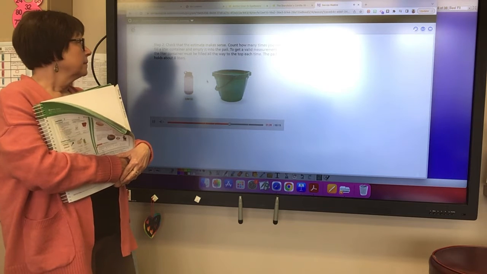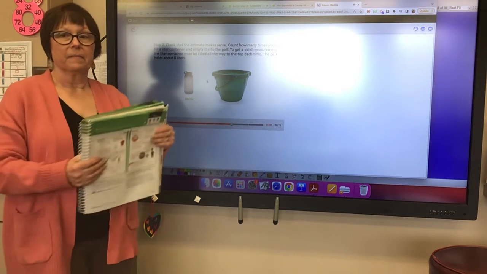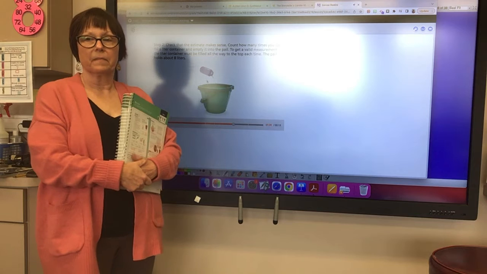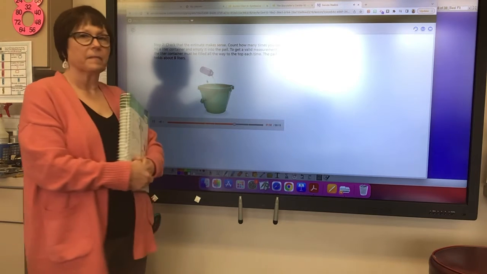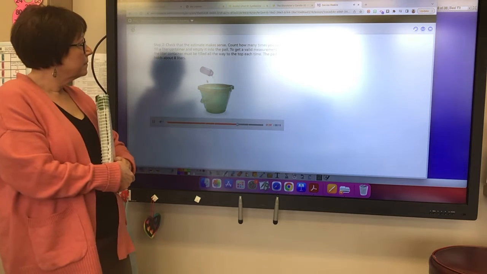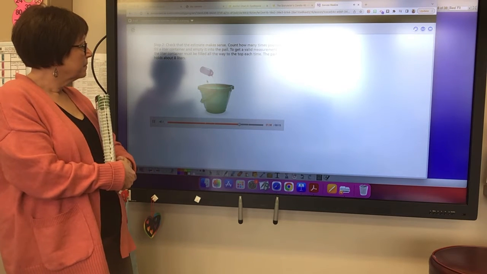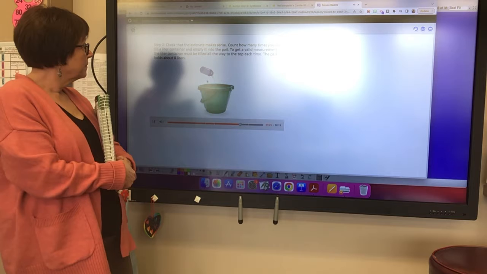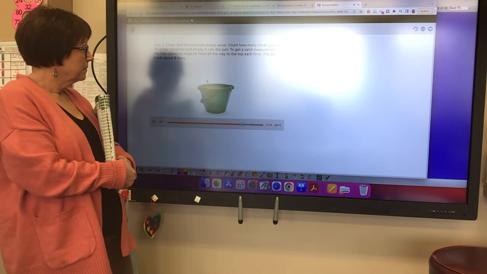Step 2. Check that the estimate makes sense. Count how many times you can fill a liter container and empty it into the pail. To get a valid measurement, the liter container must be filled all the way to the top each time. The pail holds about 8 liters.